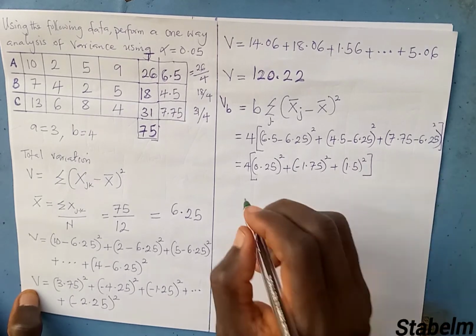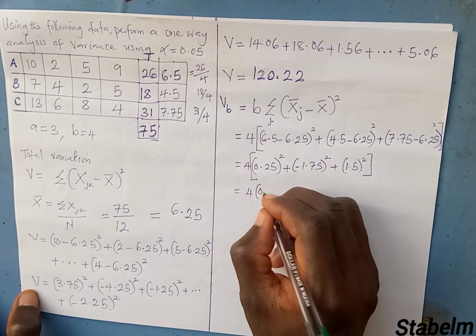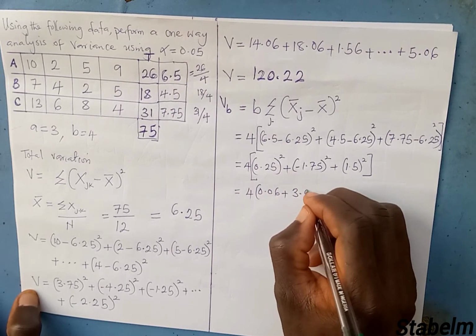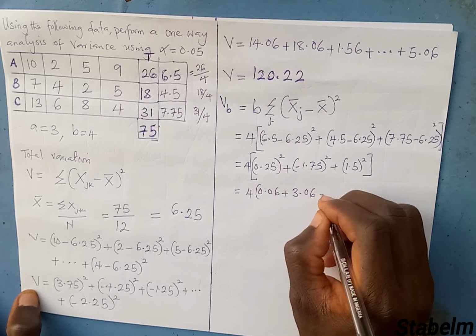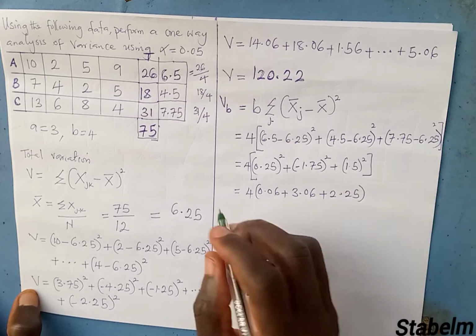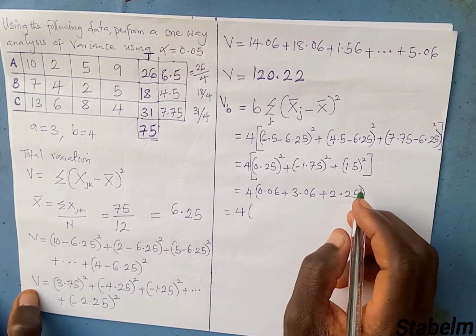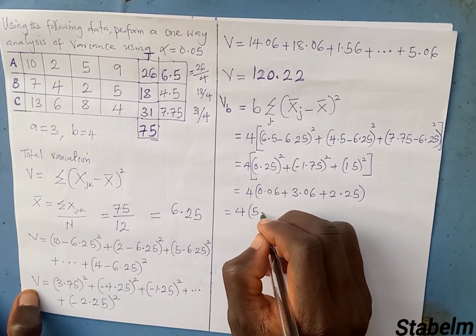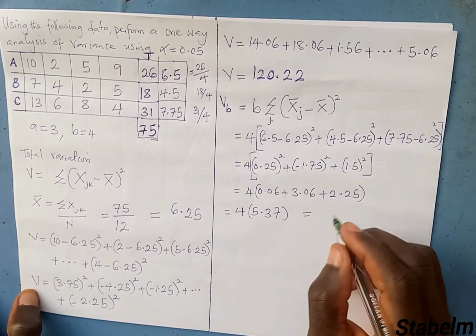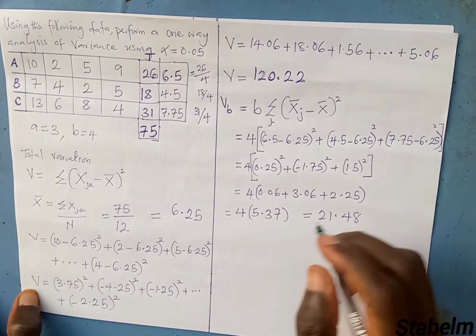So we close the bracket, and finally from here we have 4 into bracket 0.06 plus 3.06 plus 2.25. If you add all this up now, we have 5.37. So finally, 5.37 times 4 will give us 21.48. So this is our variation between, VB.